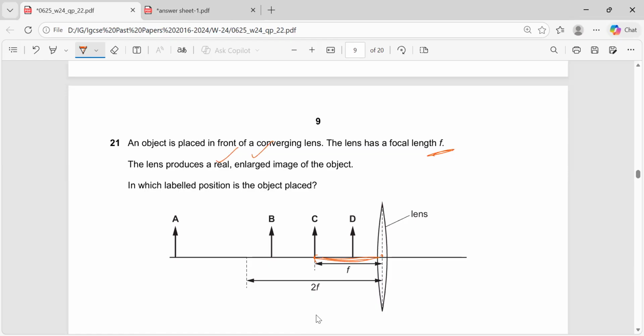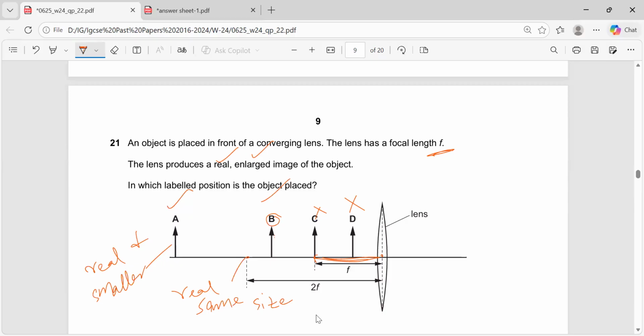So it cannot be C or D, because a real image is produced when the object is outside the focal length. Now, A and B both can be the answer, but he's saying enlarged image. So when the object is getting closer, it is an enlarged image. If the object will be here, image will be the same size. Check my notes, you can get this one. Here it will be real and same size, and here it will be real and smaller. So here at B, it will be enlarged.